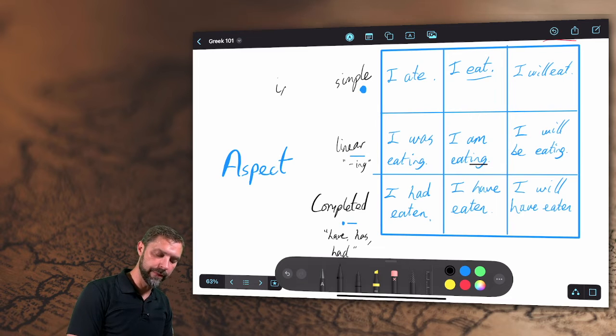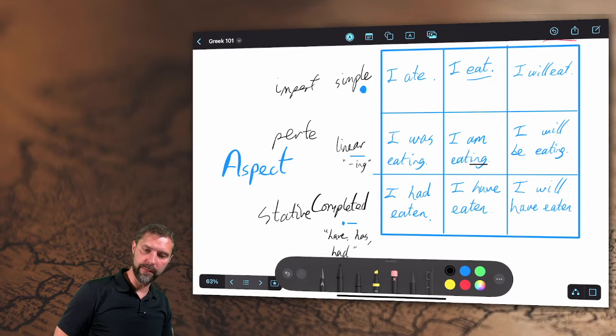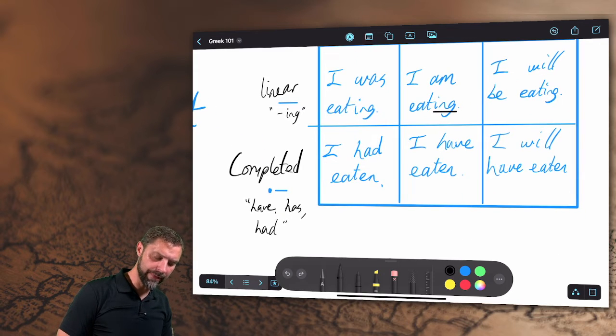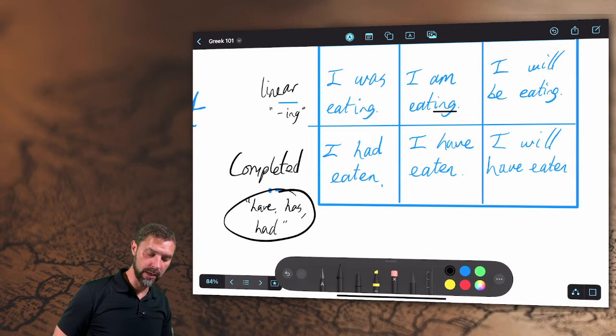He would call this imperfective. He would call this perfective. And he would call this stative. Okay, those are fine labels. I just find students are a little confused because the perfective aspect is not the perfect tense. So I kind of prefer simple, linear versus completed, those three. And once I do that, then the completed is going to be have, has, had. Just look for some form of the have word, and you're probably looking at completed. Okay, and so I could say I had eaten, I have eaten, I will have eaten.